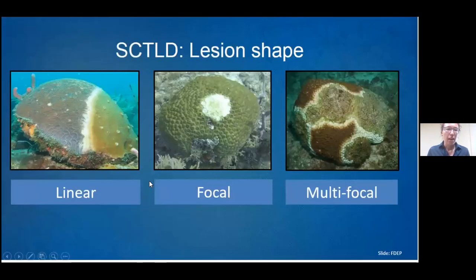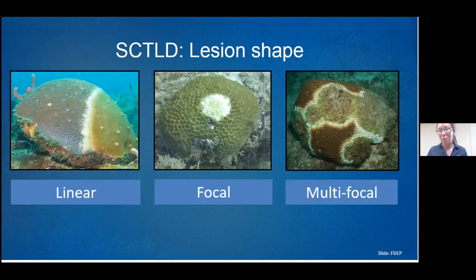Okay. And we kind of talked a little bit about lesion shape earlier and how this disease doesn't follow any particular pattern. As you can see all the way on the left, it's quite linear. It can be a line just moving uniformly across a coral colony. It can be unifocal, like the center photo, where it just starts right in the center of a colony and grows outwards in a perfect circle from that one spot.